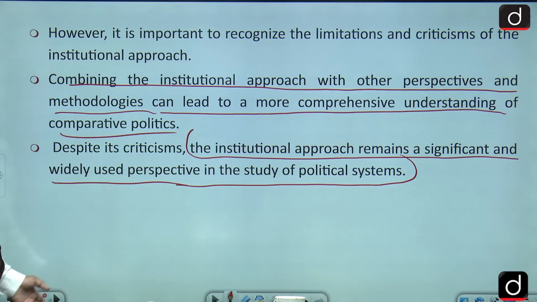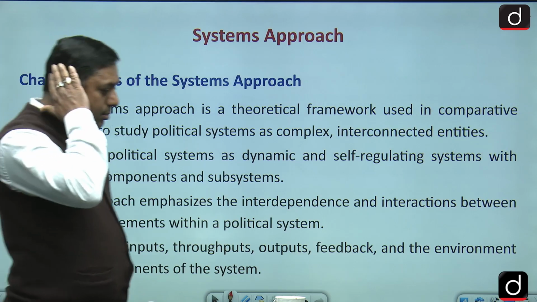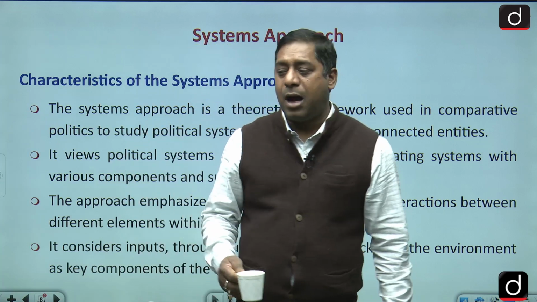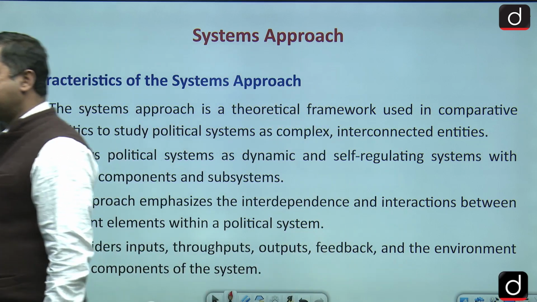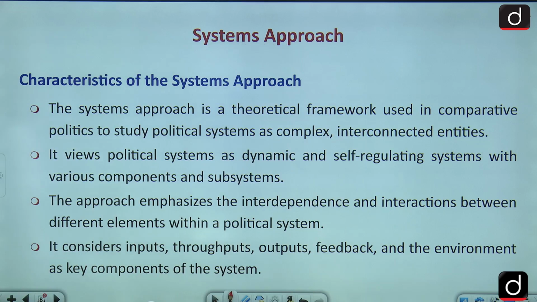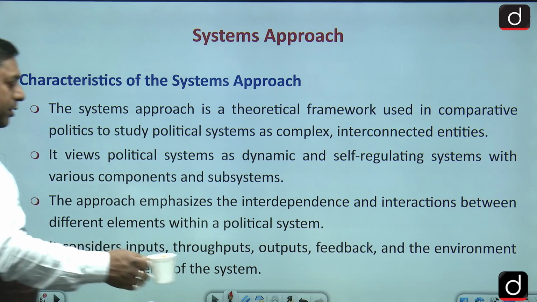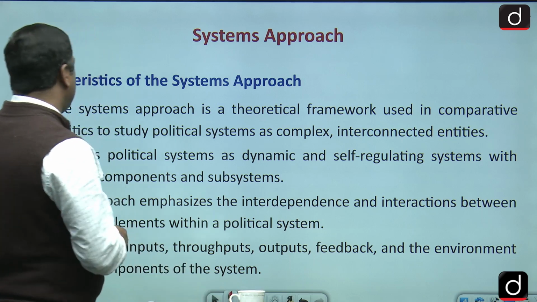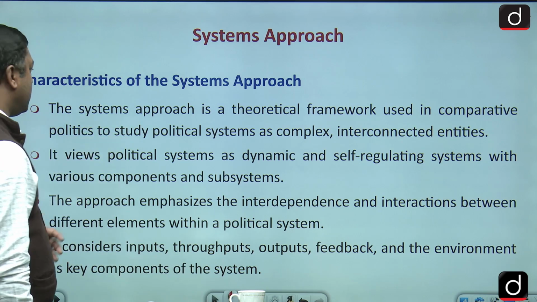Okay, let's go next. Let's come to the second approach. Do you remember this approach, the systems approach? Now, what is the systems approach? Let's go with the characteristics.